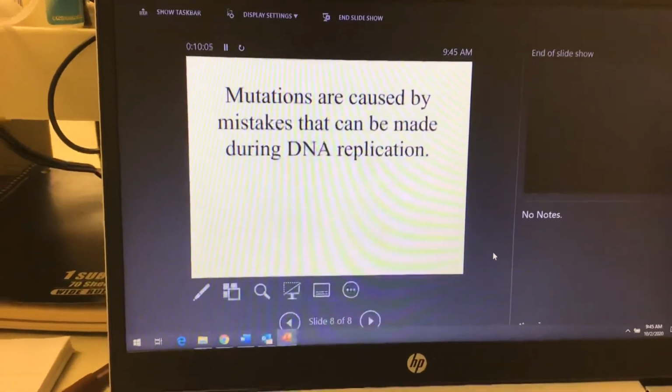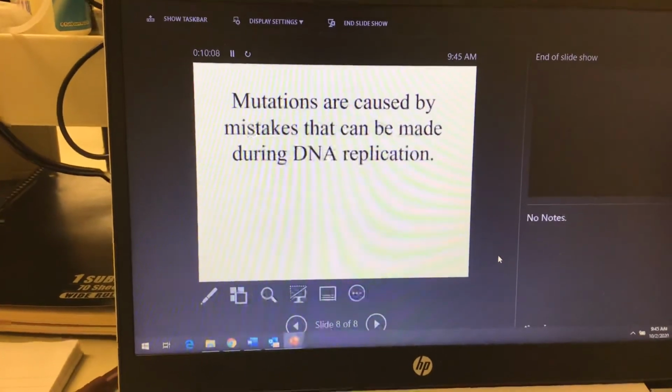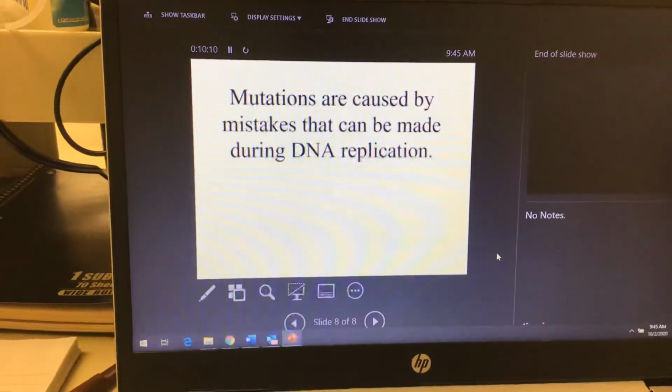So a mutation is a big change or a big mistake when DNA copies itself.